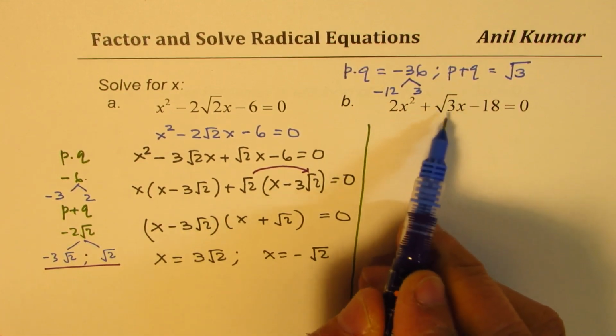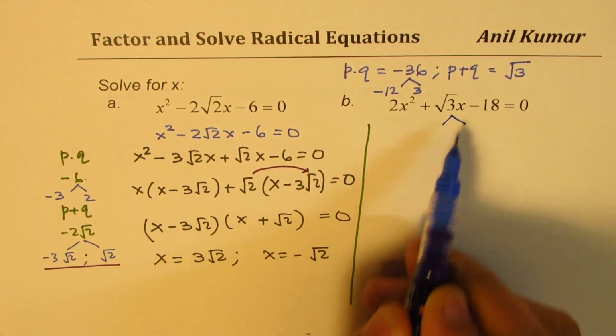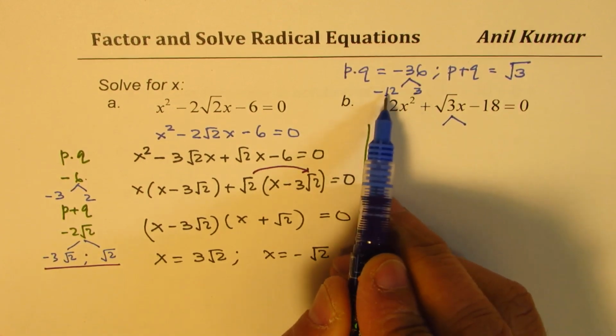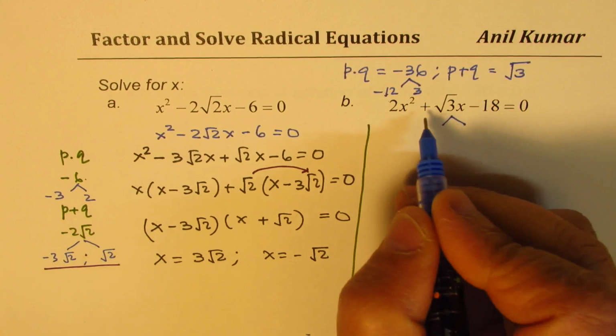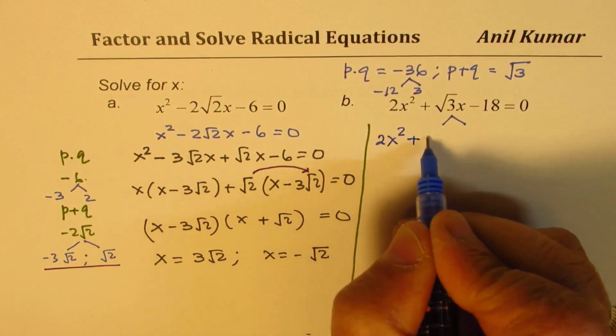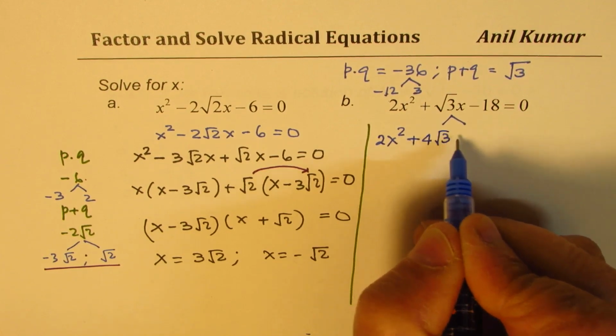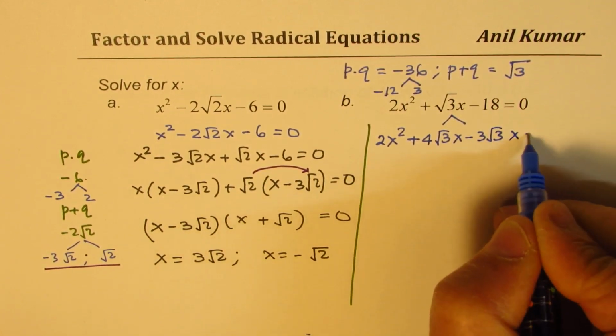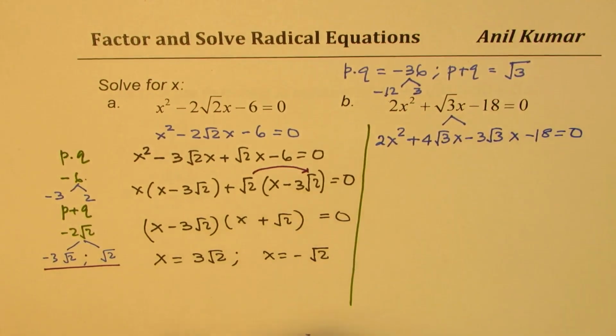How do I get square root 3x split into two numbers? 4 and 3. 4 being positive, 3 being negative. Does that make sense to you, right? So we'll rewrite this expression as 2x squared plus 4 square root 3x minus 3 square root 3x minus 18 equals 0.